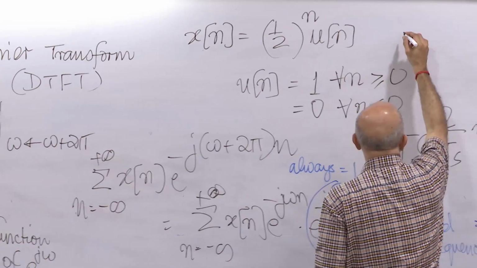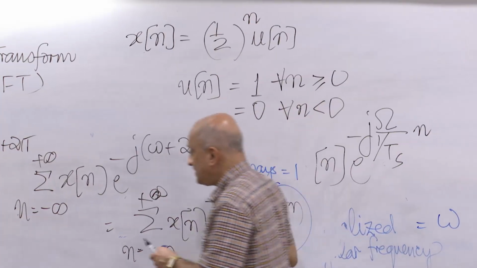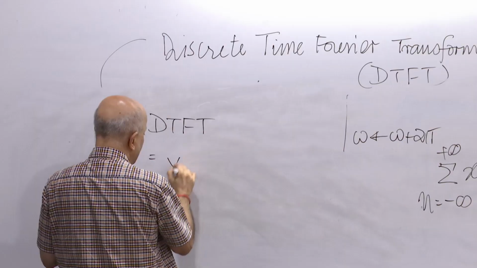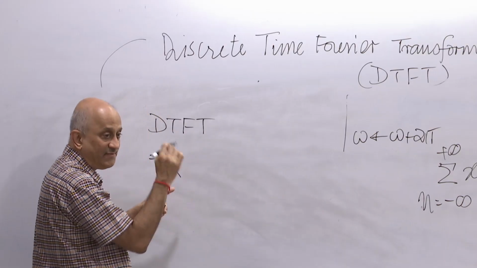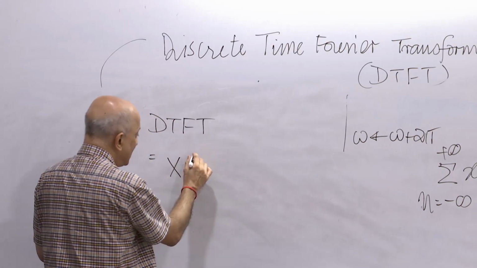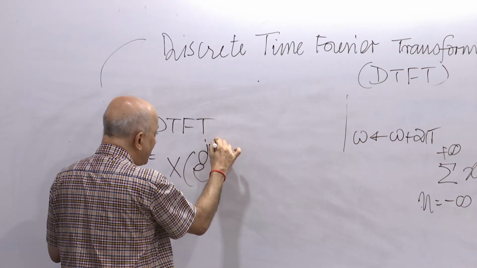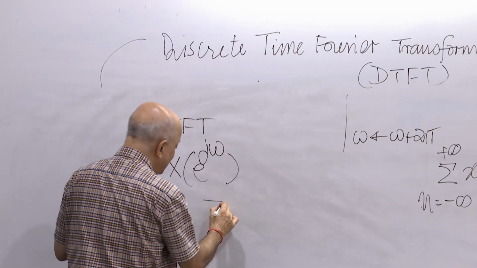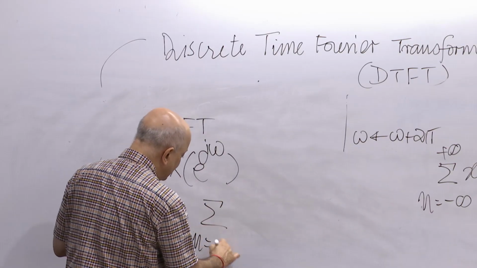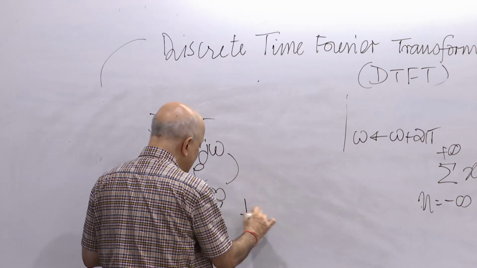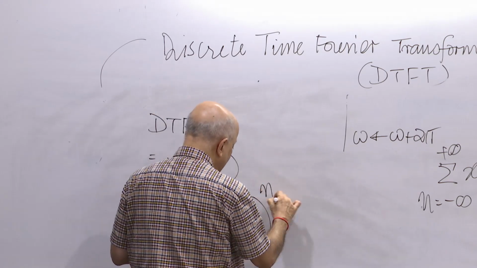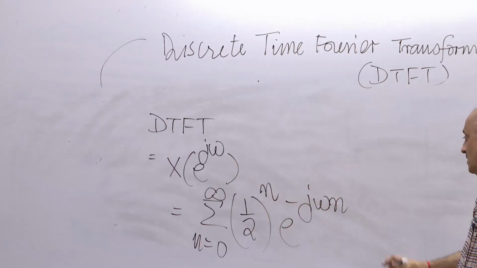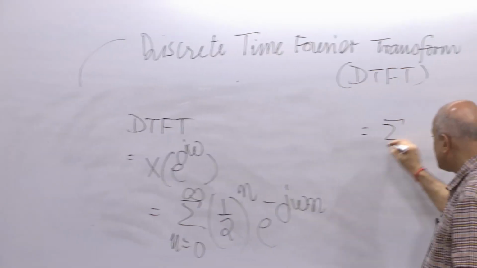It's very easy. So, DTFT would be, now we denote the DTFT of x by capital X, and the argument will be e raised to the power j omega. X as a function of e raised to the power j omega is summation. Now, u[n] goes only from 0 to infinity. So, (1/2)^n e raised to the power minus j omega n. So, we can simplify this.